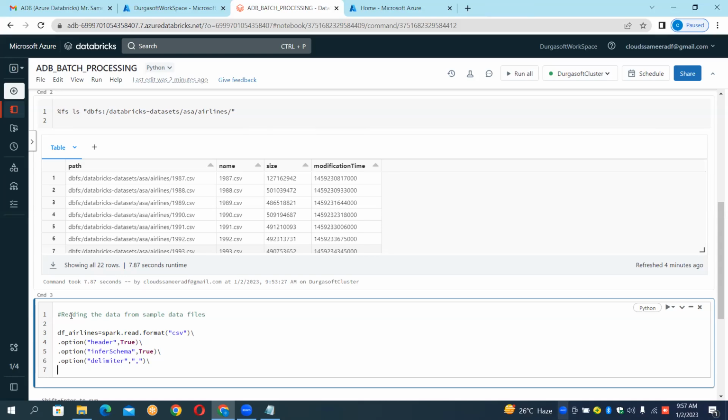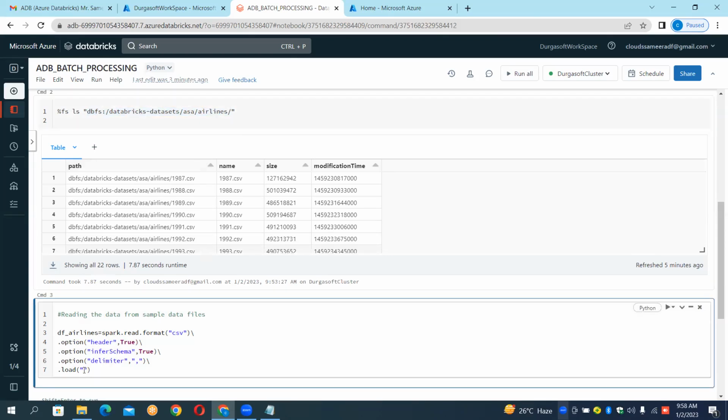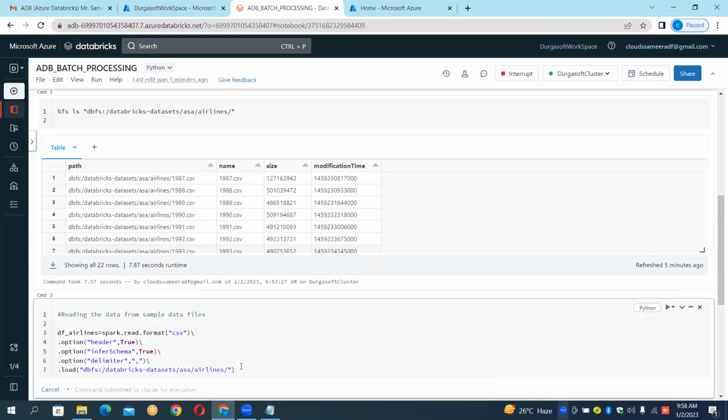Then load. Paste the path here. Dot load now. You have to load it. Paste the path from wherever you have copied. Copy this data. Guys, that's it. See? It's running now.